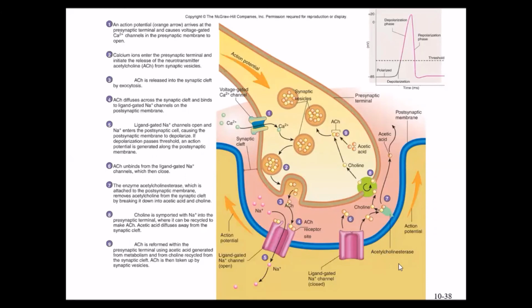Notice also it lists the acetylcholinesterase here. That helps to break down the acetylcholine, and that helps to close off your sodium channels here. As long as the acetylcholine is binding to the sodium channels, the sodium gates are going to be open. So you've got to get rid of that acetylcholine to close the sodium channels, to reestablish your resting membrane potential, to allow your membrane to become repolarized. That's why you have to have the enzyme acetylcholinesterase, and that clears out the acetylcholine that's in the synaptic cleft area.